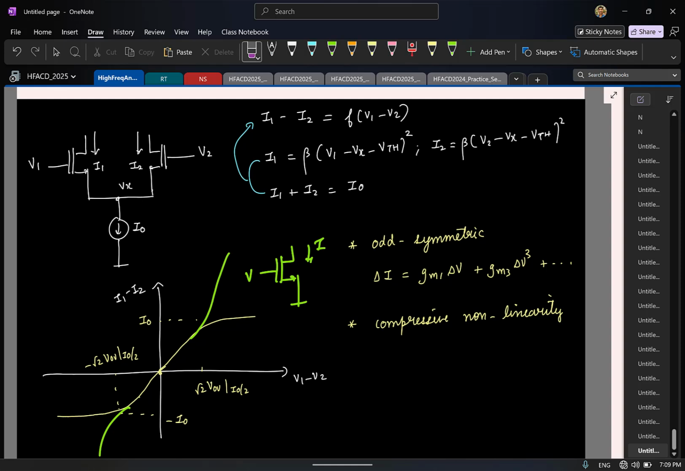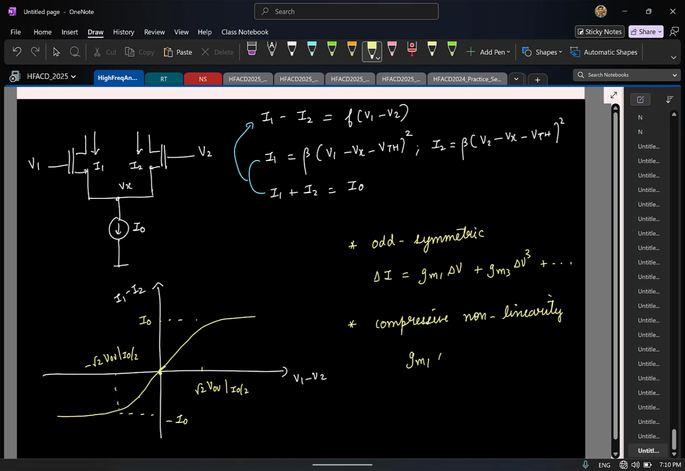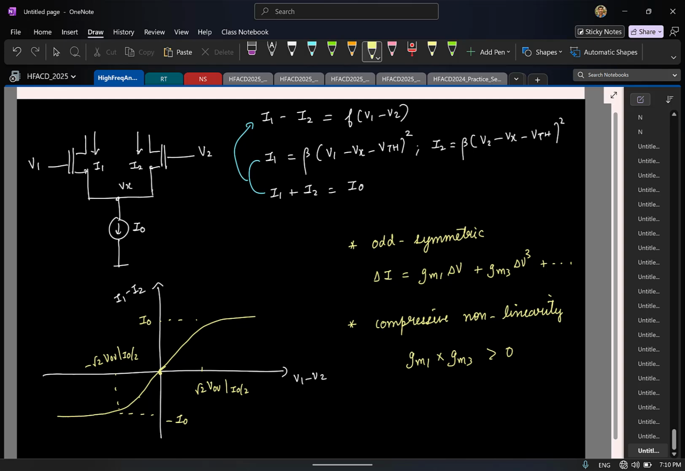So now a question to you: if you know that this characteristic is actually compressive and it has only odd order terms like this, can you make any comments about the product of GM1 and GM3? In particular, do you think it is greater than 0, less than 0, or equal to 0?